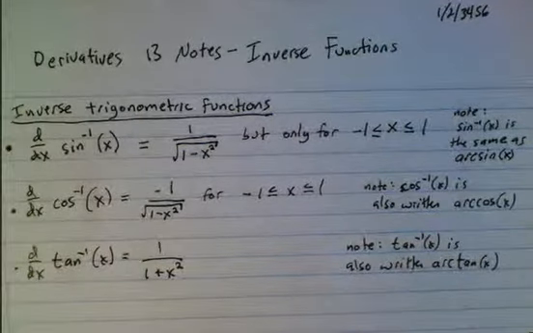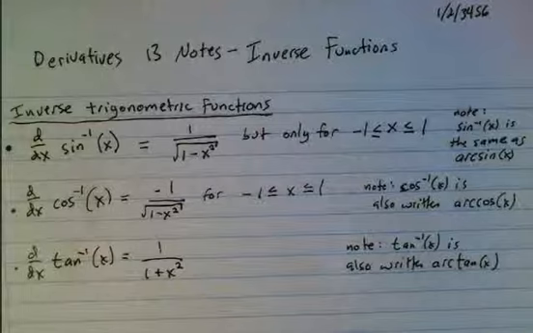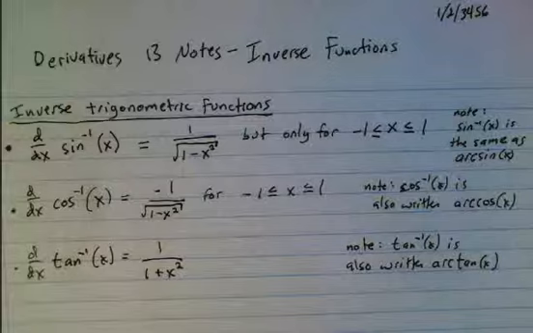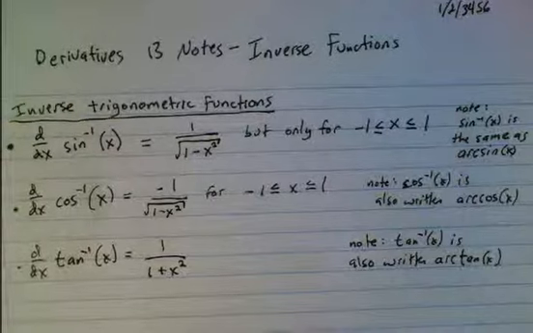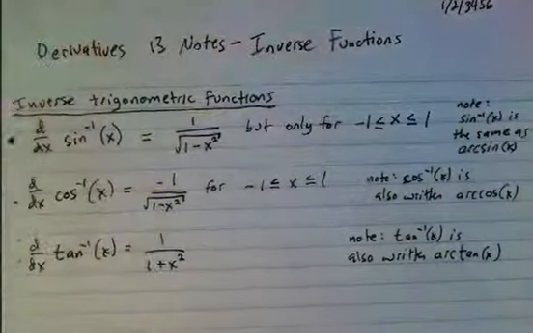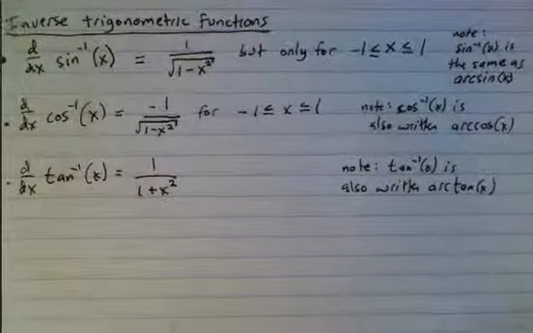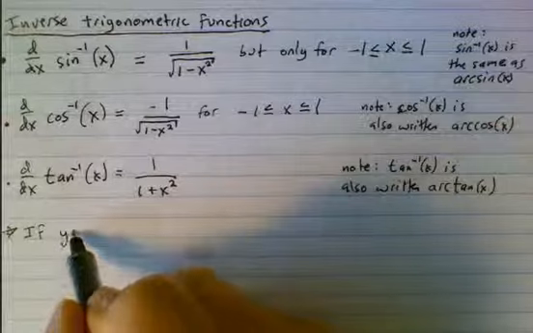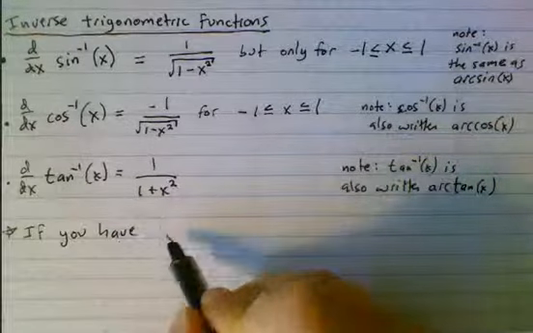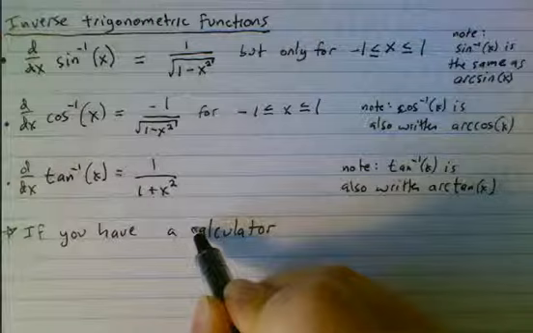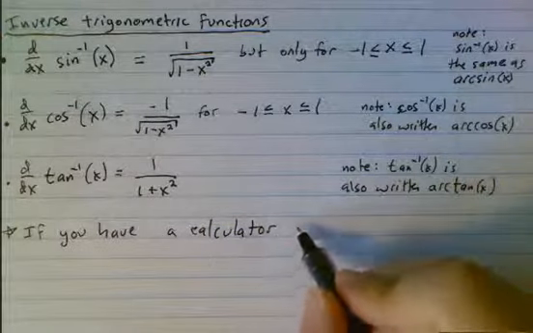Secant, cosecant, cotangent, those inverses also do have their own formulas, but they don't show up on the AP test. So you can look them up if you want, but I won't ask you to memorize them. Now, these are good to memorize, but if you have a calculator, don't bother with them. Always, always, always, if you have a calculator, just pop it in the calculator.